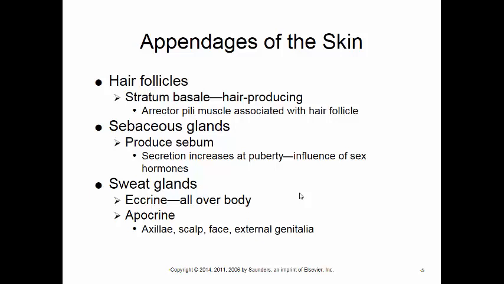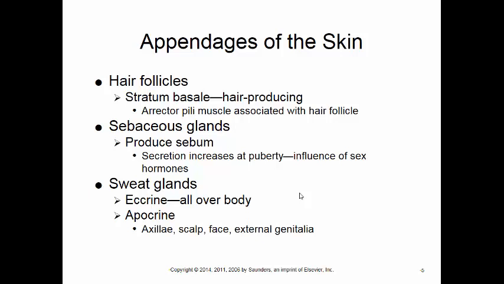The hair follicles produce hair, and they are invaginations of the epidermis that go deep in the dermis, and each hair follicle produces a hair shaft that will come out of the dermis, and they're surrounded by hair follicle receptors, so if something touches that hair, you'll feel it.